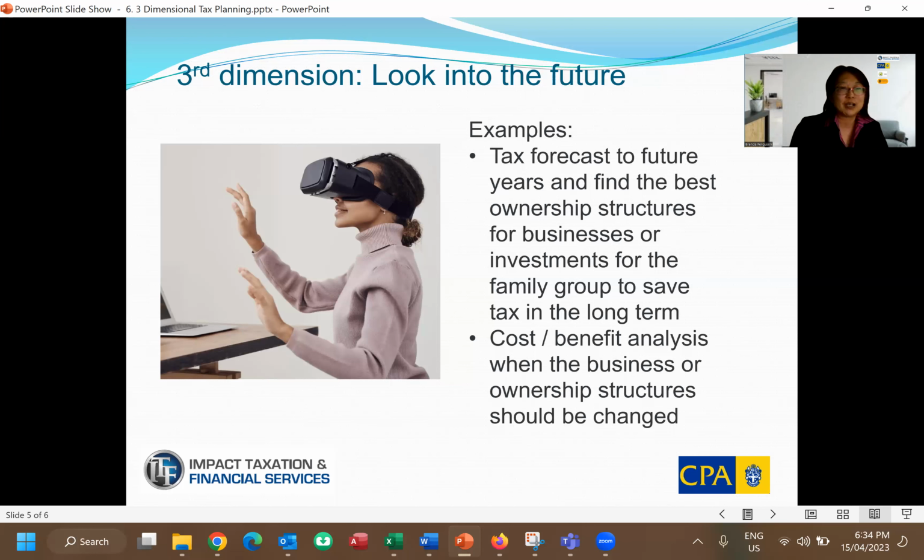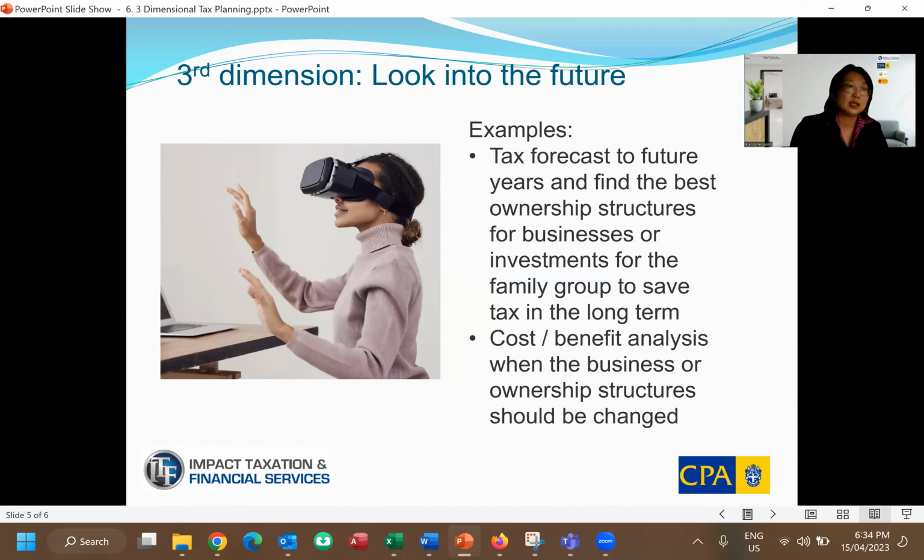Of course, there are other considerations such as asset protection. Okay, when you change the ownership structure, normally tax savings shouldn't be the only consideration. But it's definitely one of the most important factors. Okay, you need to consider it when you want to change the ownership structure. All right, the business is the same.